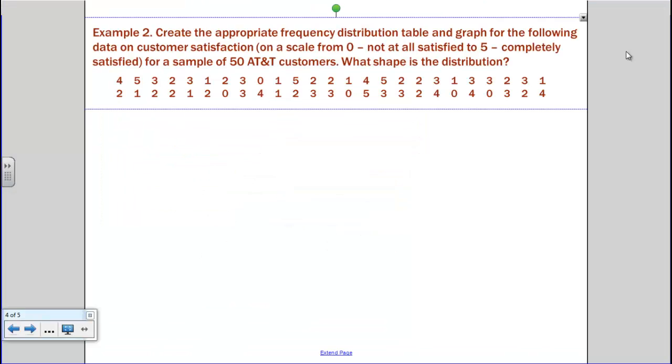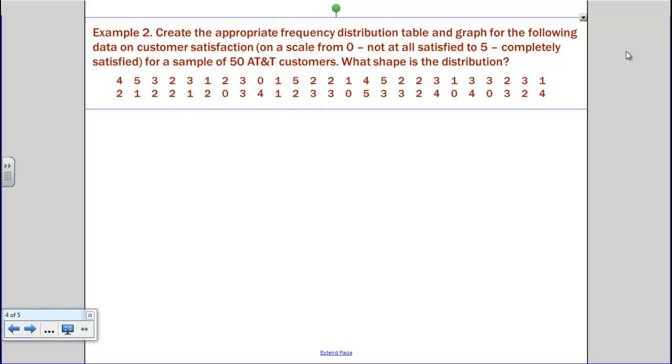All right, example 2. Now we're finally ready to create a frequency distribution table and graph. So looking at this problem, it's asking you to create the appropriate frequency distribution table. So remember, I put the word appropriate in there because you do have to make a judgment call. If you have a large range of values in your data set, or in other words, a large amount of difference between your low end and your high end of your responses in your data set, then you probably need to do a grouped frequency distribution table.